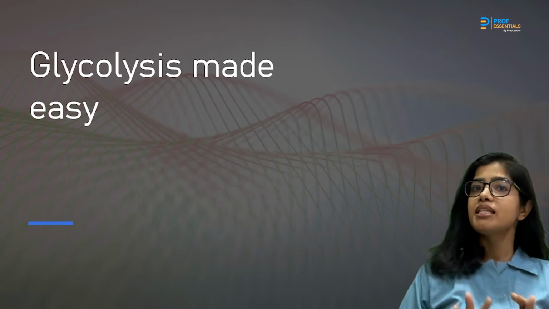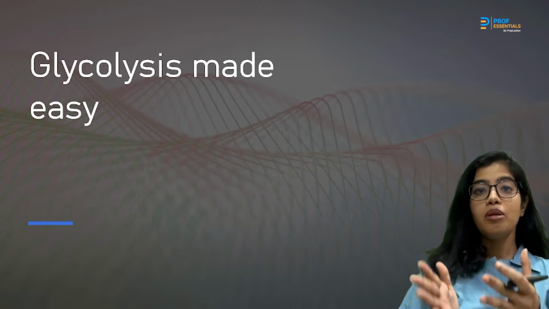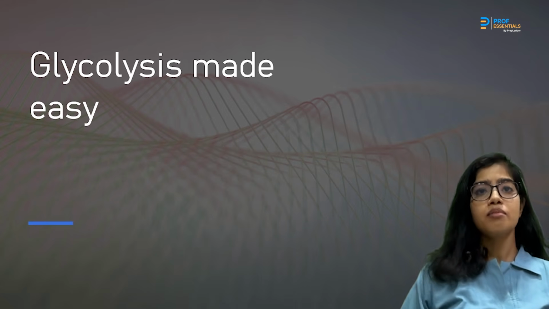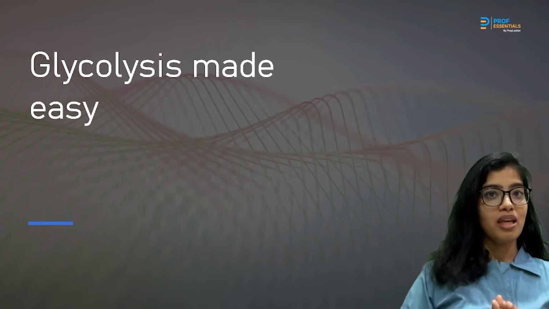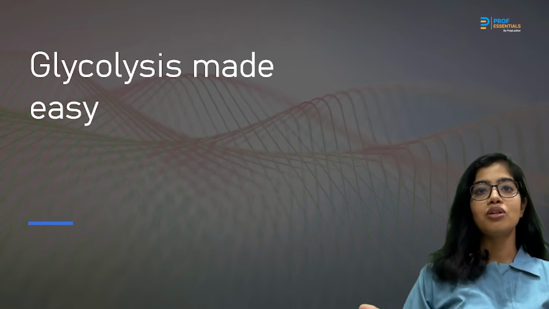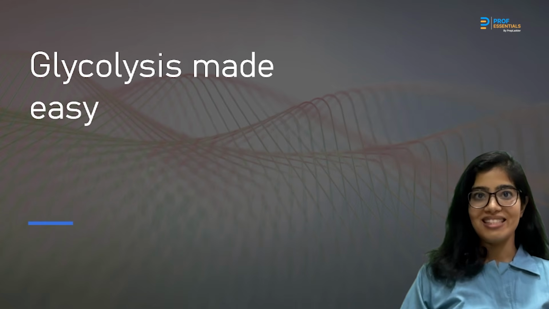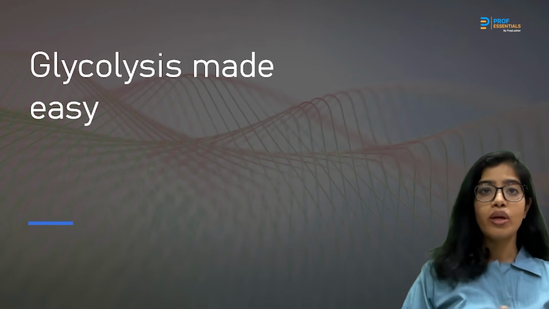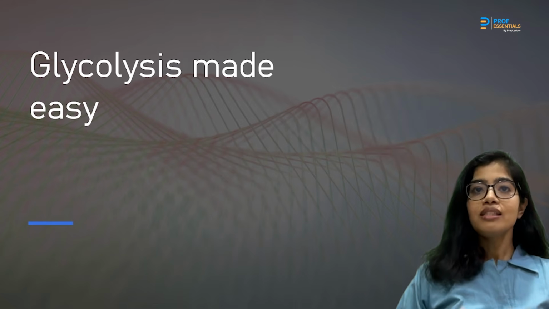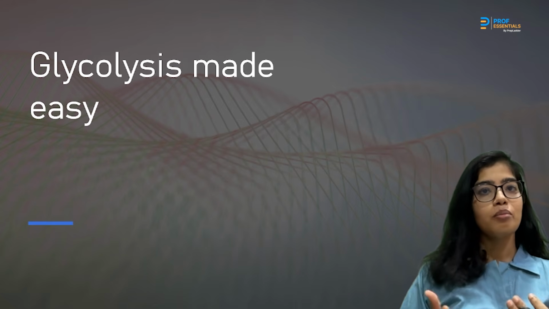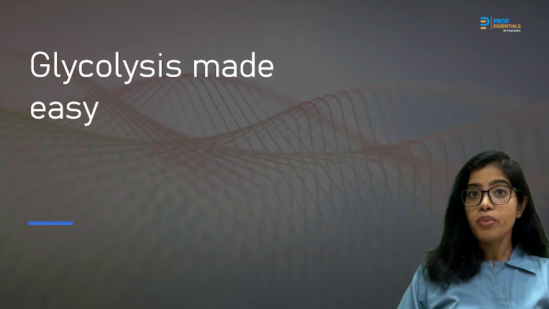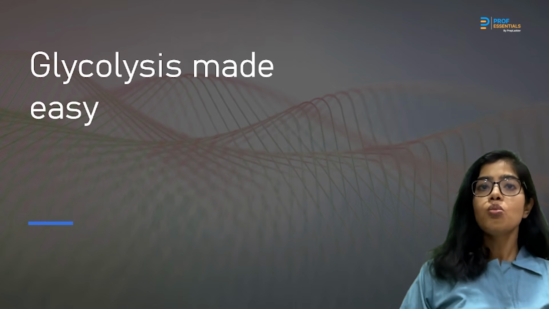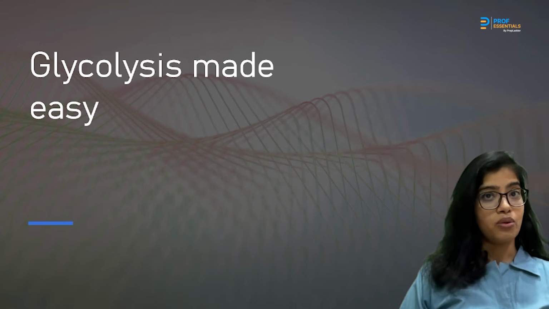But we'll not just be discussing it, rather, we'll be breaking it down into very simple, easy to remember and understand steps, and therefore, we'll be making the whole process of learning about glycolysis very easy. So, how are we going to go about it? Glycolysis is a pathway involving the metabolism of glucose, which is a 6 carbon compound, breaking it down into two molecules of pyruvate, which is a 3 carbon compound.